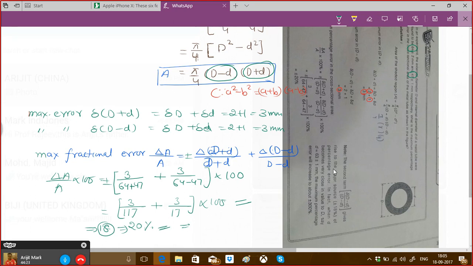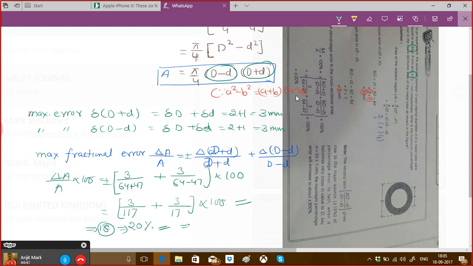It is not included in your question. That's it. Your question's answer is this one, whatever it comes to, 19%, 19.4, 18.6 or something else, that is your perfect answer. They are rounding off that one. That's why they are giving plus minus 20%. Okay?